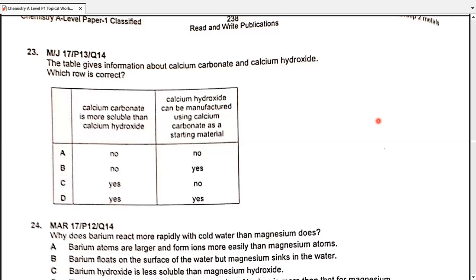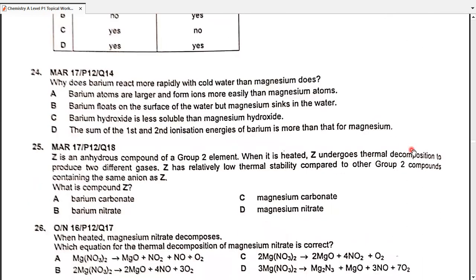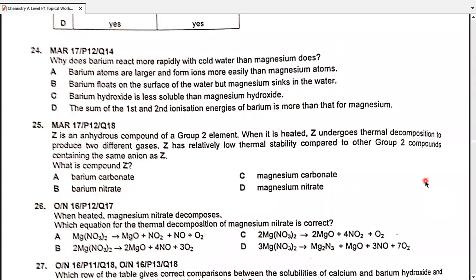B. Yes, that is correct. Now, all carbonates are insoluble except sodium, potassium, and ammonium. Since we're talking about calcium, calcium carbonate is not more soluble. So definitely among A and B, that's why B is correct. Okay, moving on. 24.